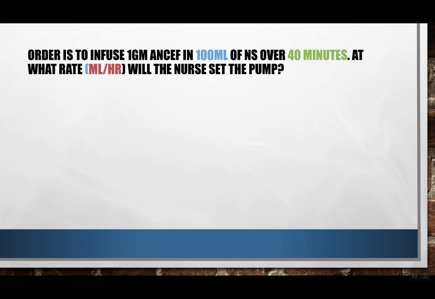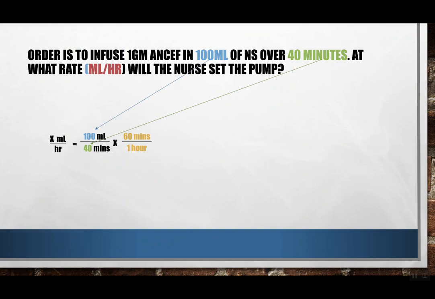So the order is to infuse 1 gram of Ancef in 100 ml of normal saline over 40 minutes. At what rate, or mils per hour, will the nurse set the pump? So again, I need mils per hour. So on the left, I have X mils per hour. I will then pull from what I have above to make it mils per hour. What do I have? Well, I do have 100 mils, but I don't have an hour. So I need to convert that into hours. How would I do that?